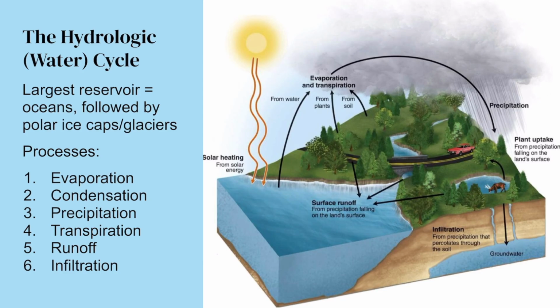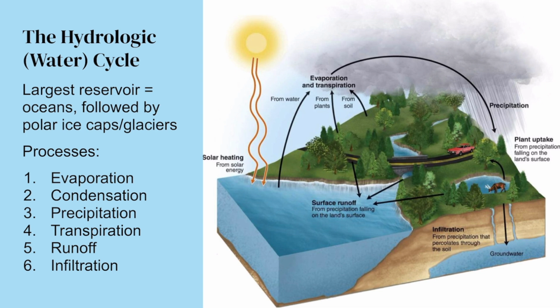The last biogeochemical cycle that we're going to discuss is the water cycle. This is also called the hydrologic cycle. Water is essential for life. It makes up over half of a typical mammal's body weight. So for us, we are made up of a lot of water. It's really important. Water does cycle through the biosphere in liquid, solid, and gaseous phases.